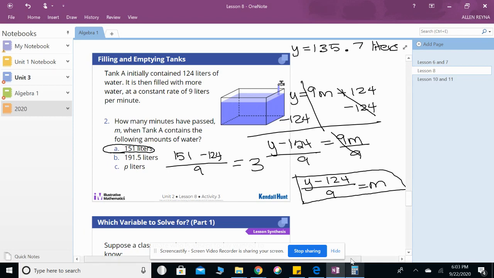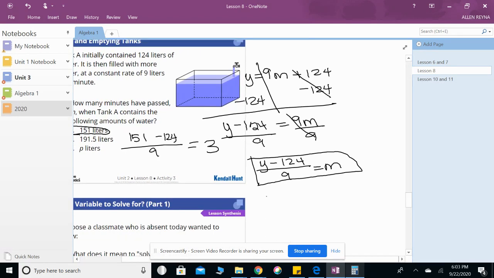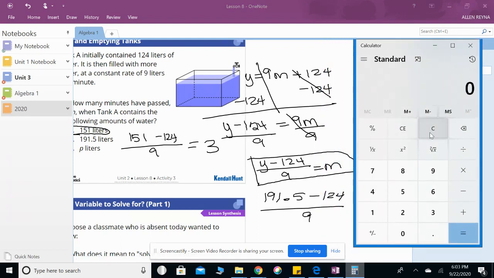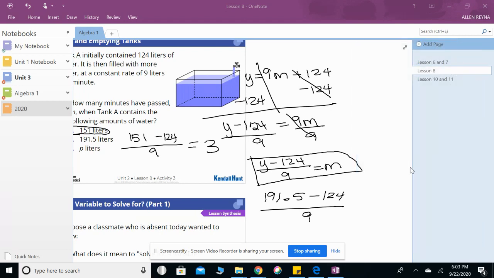All right, let's see what you got for your answer. Let's see if you're right. We'll do it here. 191.5 minus 124 divided by 9. Get out our handy dandy calculator. 191.5 minus 124. Divide that by 9. 7.5 minutes. So this is about 7.5 minutes.